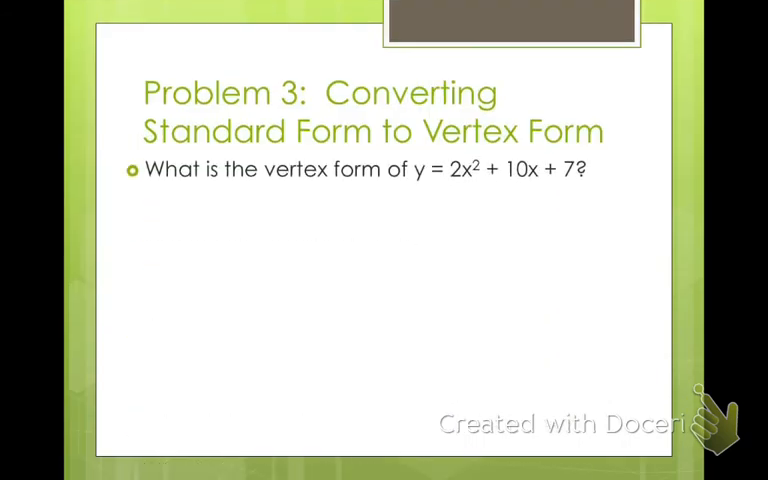Okay, so converting from standard form to vertex form, a lot of times vertex form is much easier to use. So we're going to go ahead and learn how to put it from standard form into vertex form. So the first thing you have to do is find the coordinates of the vertex. So use your negative b over 2a.